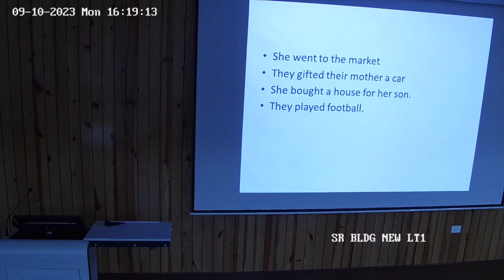So the process of gifting is directly associated with car. What will be the direct object? Car. And who is the receiver? Mother. Alright, so your car will be direct object and mother will be indirect object.